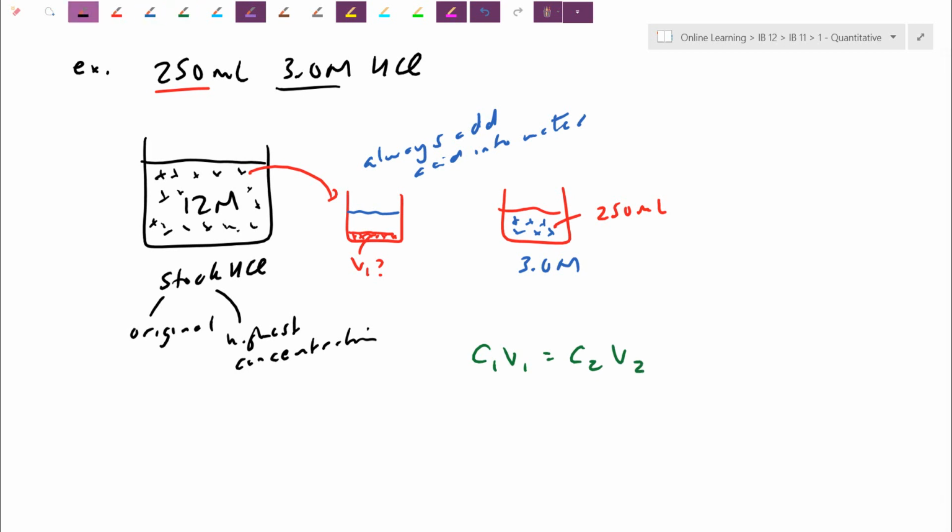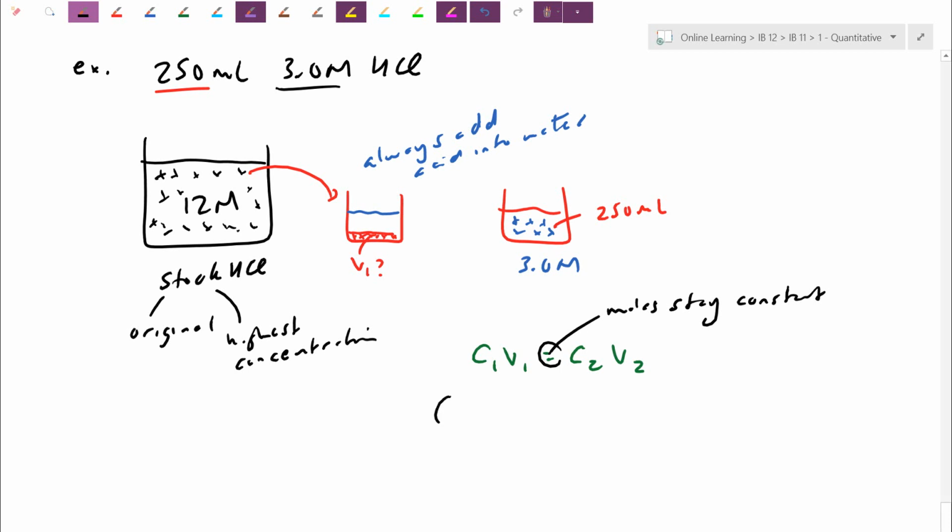It essentially says the moles stay constant. I know the swimmers had to have come from the stock container here. How many swimmers do I need so that by the time I've added enough water, by the time the pool is 250, the concentration would be 3 molar? So let's try it out here.